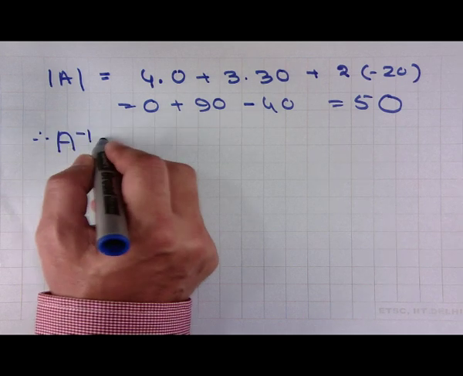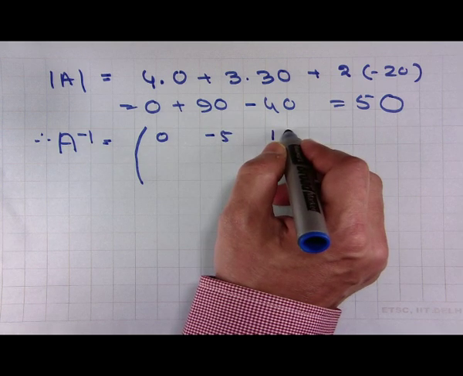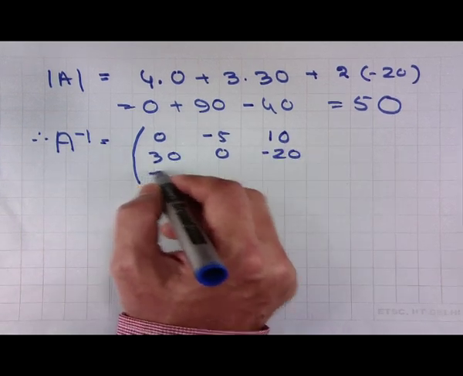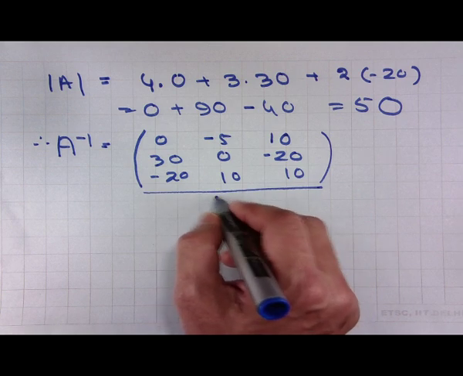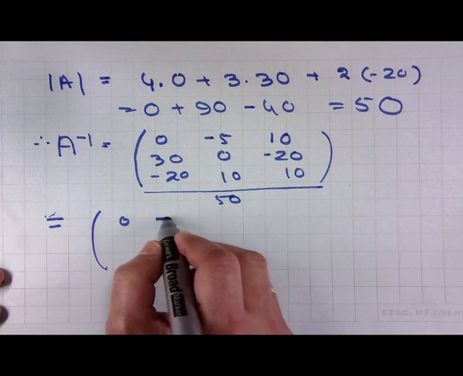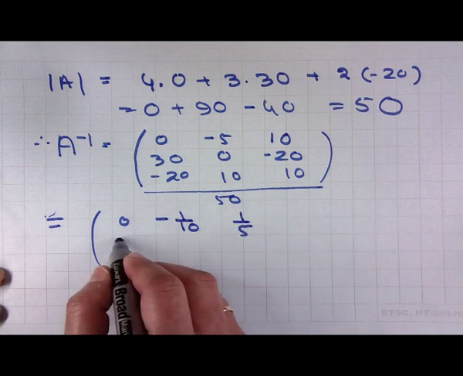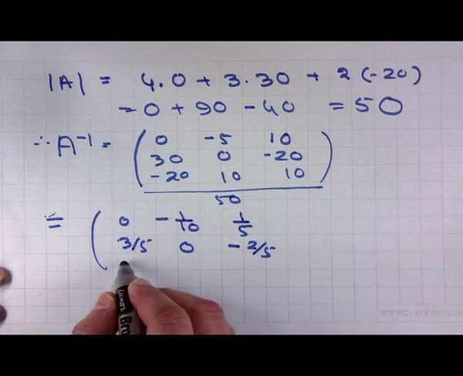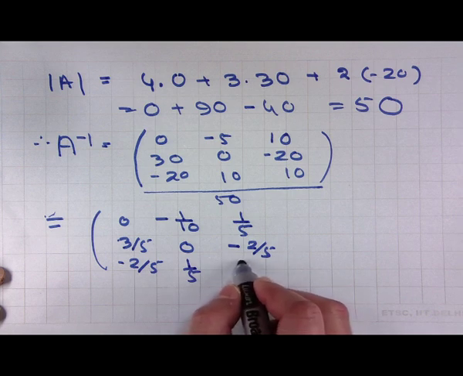Therefore, A inverse is equal to [0 −5 10; 30 0 −20; −20 10 10] divided by 50, which is equal to [0 −1/10 1/5; 3/5 0 −2/5; −2/5 1/5 1/5].